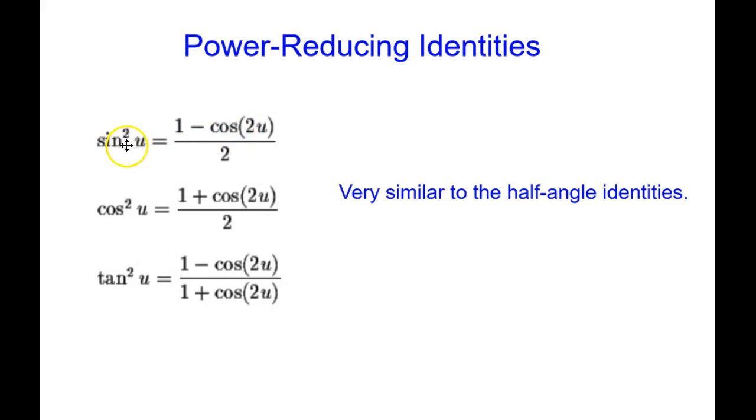And rather than just being a value of u, if it was a half angle, it would be u divided by 2, which means the angle value in our expression on the right, instead of 2u, would just be u. So you should have the power reducing and half angle identities on your sheet, and you can compare those equations. They're going to be very similar.